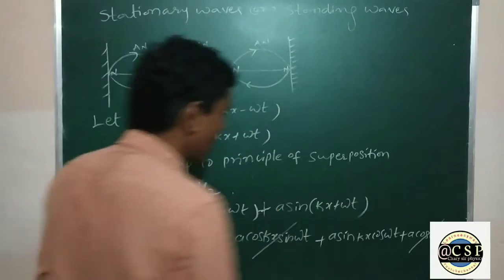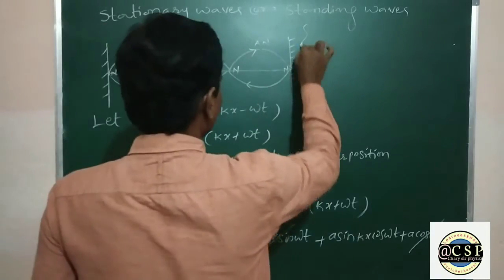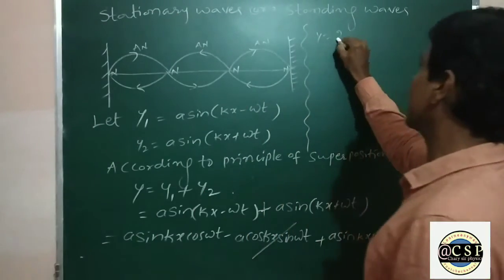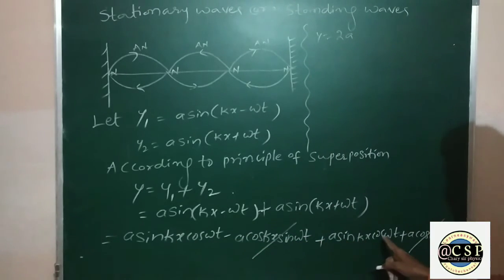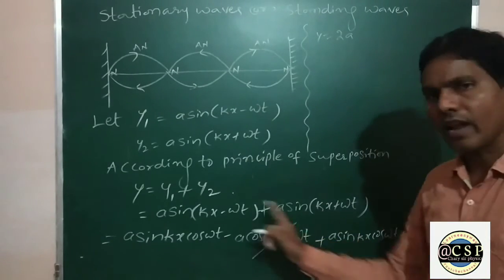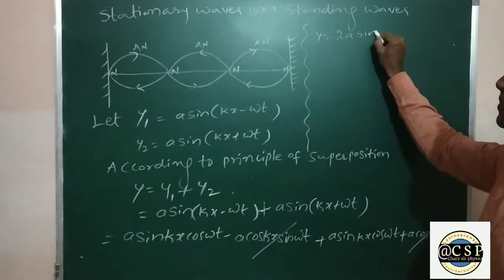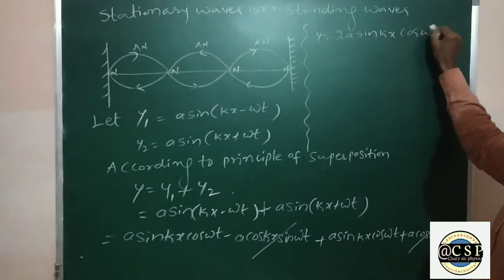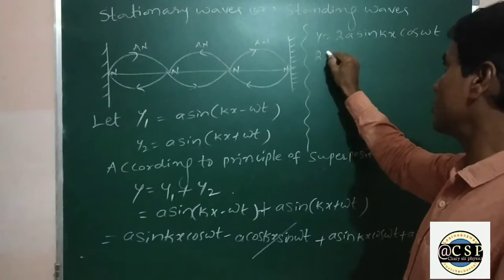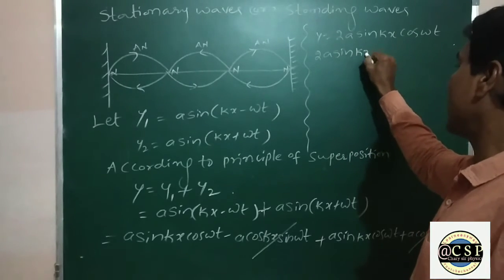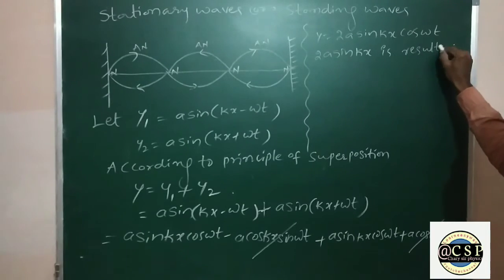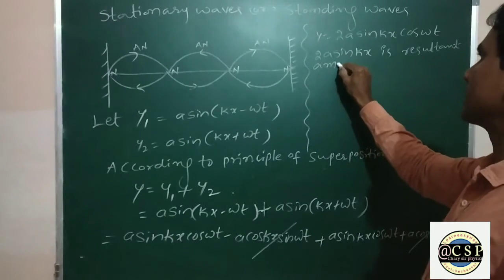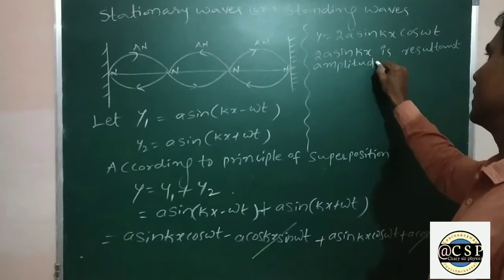cancel. The resultant displacement equation is y equals 2a sine kx cos omega t, since a sine kx cos omega t and a sine kx cos omega t both add. Here 2a sine kx is the resultant amplitude.